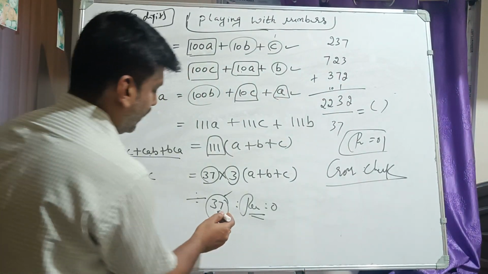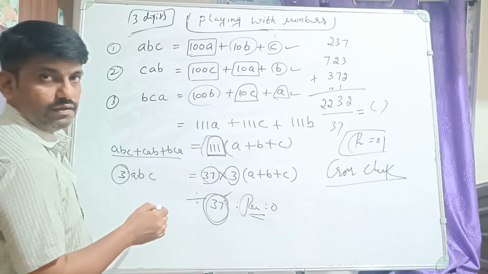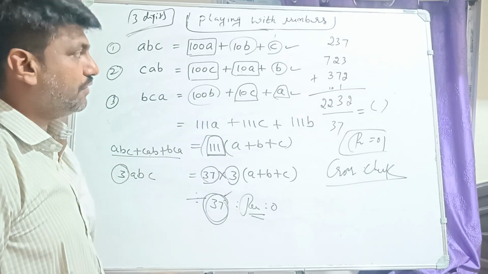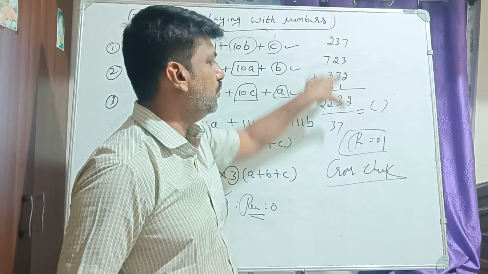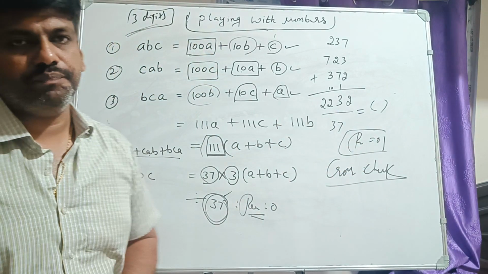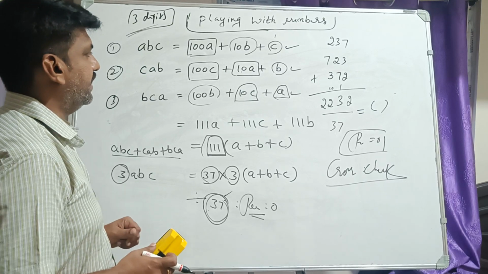Right? So that is the importance of this 37, because of this 111. So when 3 digits are given, whatever combinations you can do and add, you should divide it by 37 and the remainder you are getting is 0. Right?